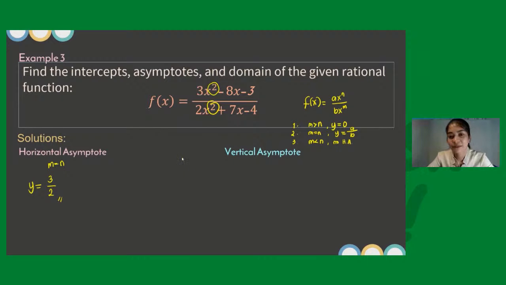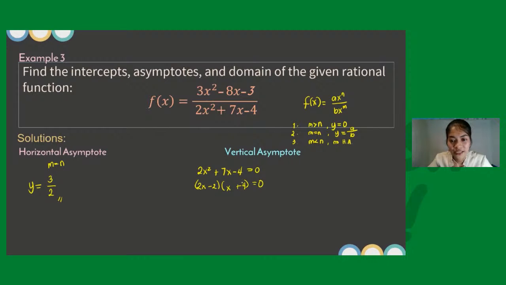Now, for the vertical asymptote, what do we do when we are solving for the vertical asymptote? So to solve for the vertical asymptote, we are going to equate the denominator with 0. So we will take 2x squared plus 7x minus 4 equals 0. And then we are going to solve for the values of x. So getting the factors of that polynomial, we will have 2x and factors of negative 4 are positive 4 and negative 2.